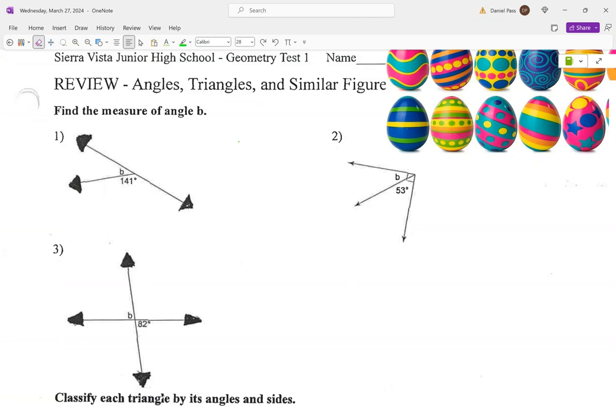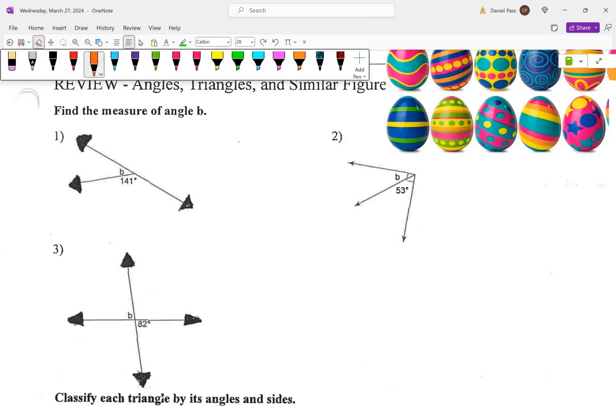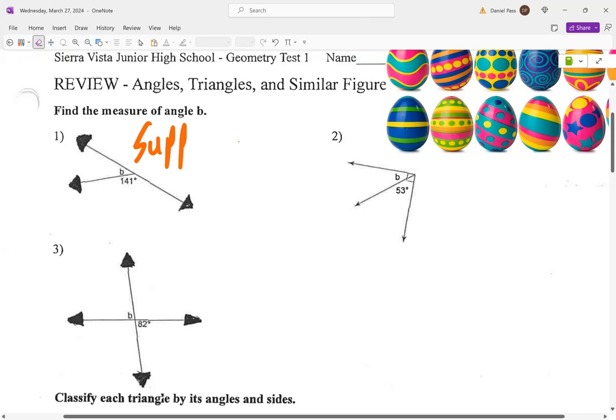Okay, how do we do number one, Seabass? We have to subtract 180 from 141. Well, you said it backwards. Subtract 141 from 180. Now, why? That's correct, but why? Because to get 180. Right, but those two angles are called? Supplementary. Everybody say supplementary.